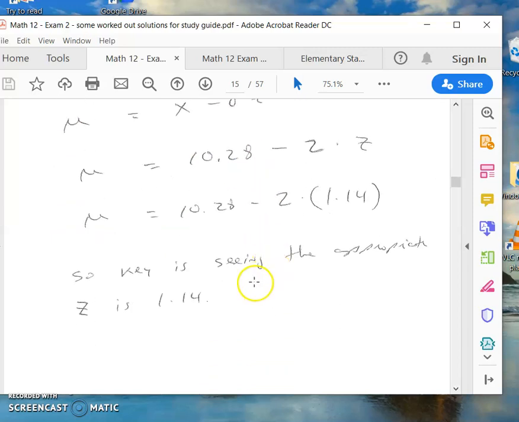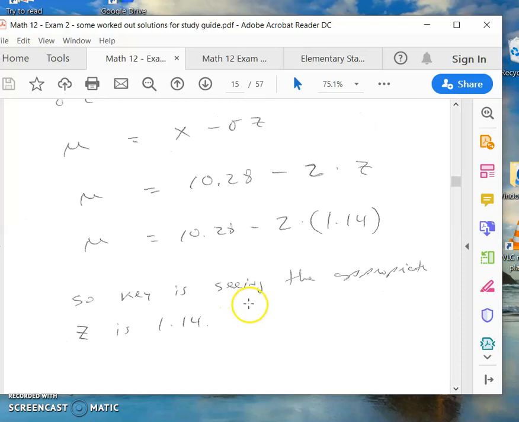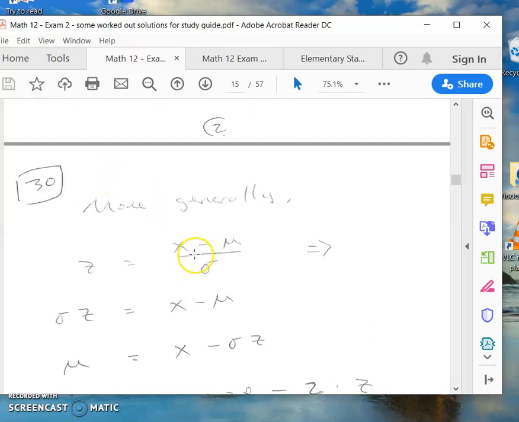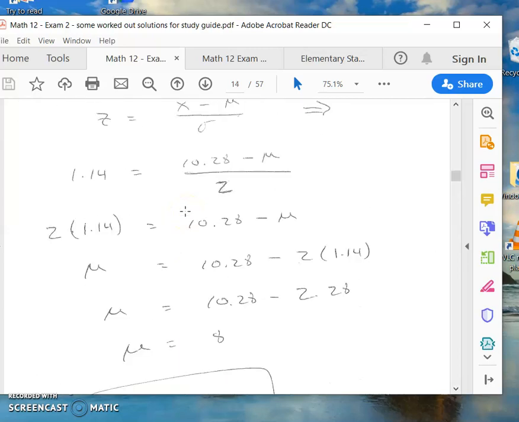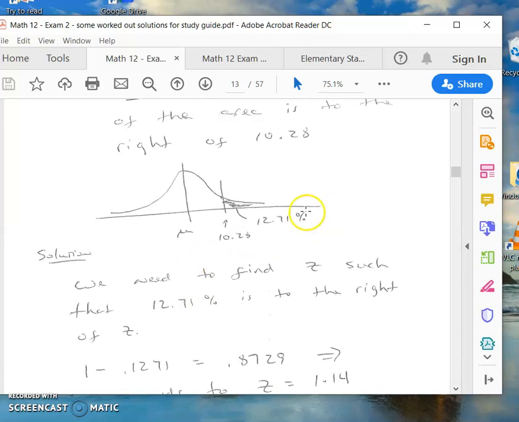Okay, so the key to solving this is to see that the appropriate z is 1.14. That's what solved the problem for us, was that z is equal to 1.14, and honestly, that just comes from the cartoon. I've told you guys so many times, I hope you listen to me, drawing these cartoons is half the battle. Okay, so that's the end of this tape.